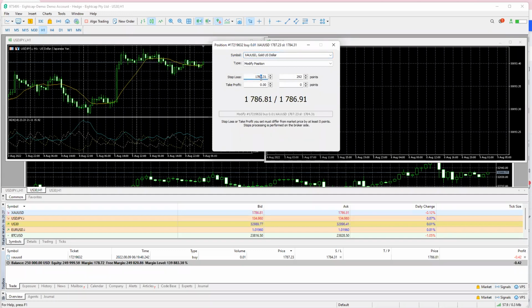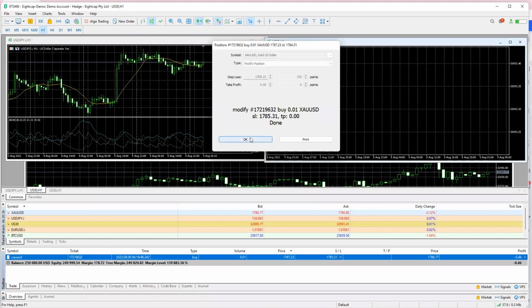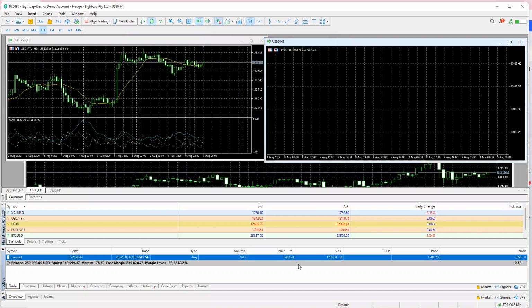Okay. It was at 84. I'm going to go 85. I'm going to change it to 85. And then you just click modify. Now the stop loss has changed. Now the stop loss is like $2 for the stop loss instead of it being the $3 that we were at before.